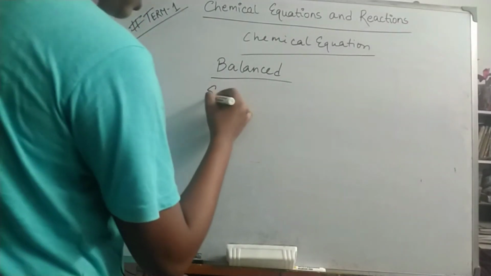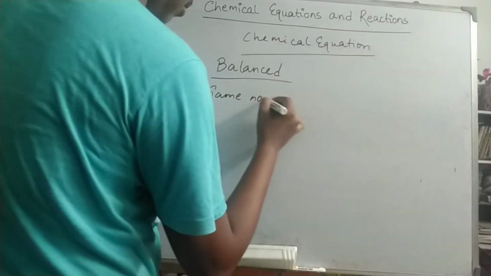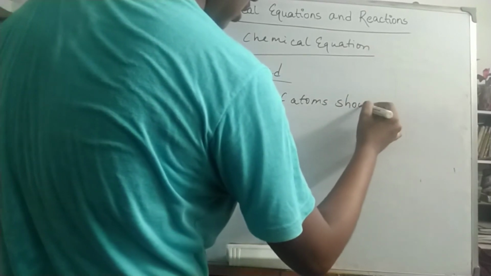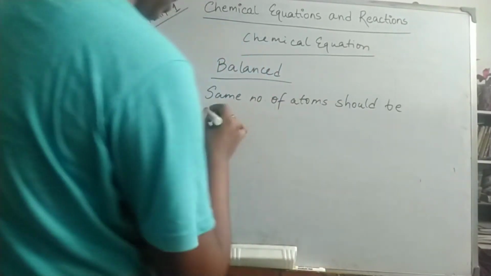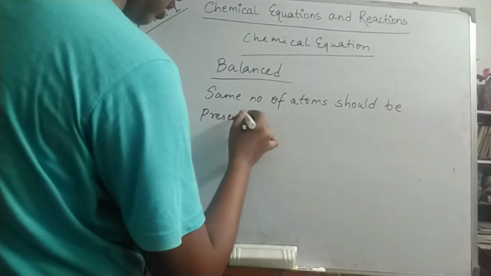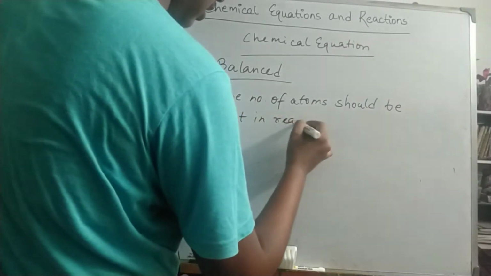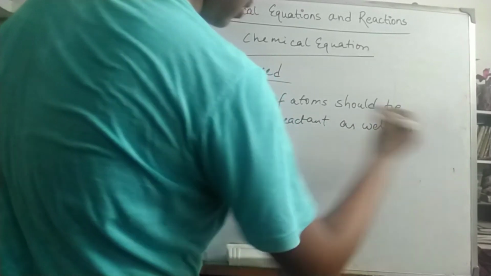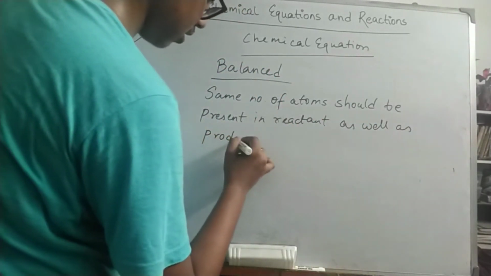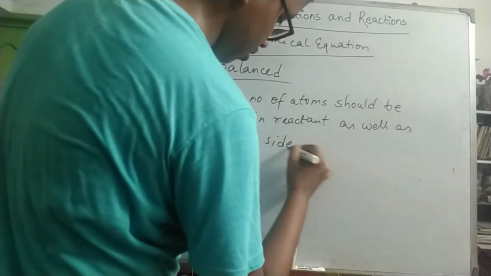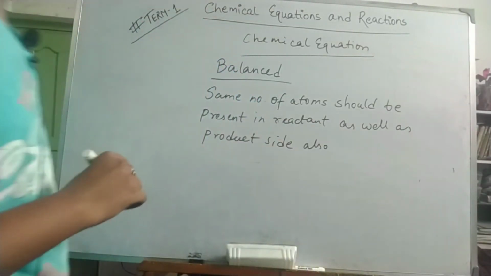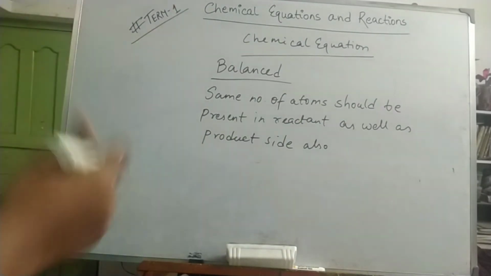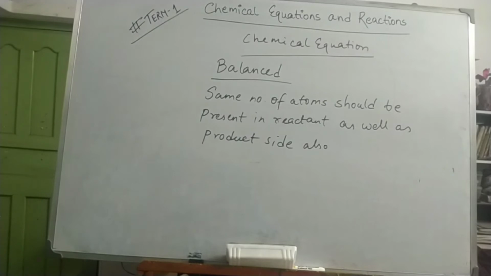Balance means the same number of atoms should be present in the reactant as well as the product side also. This is the fact: the same number of atoms should be present in the reactant as well as the product side also.